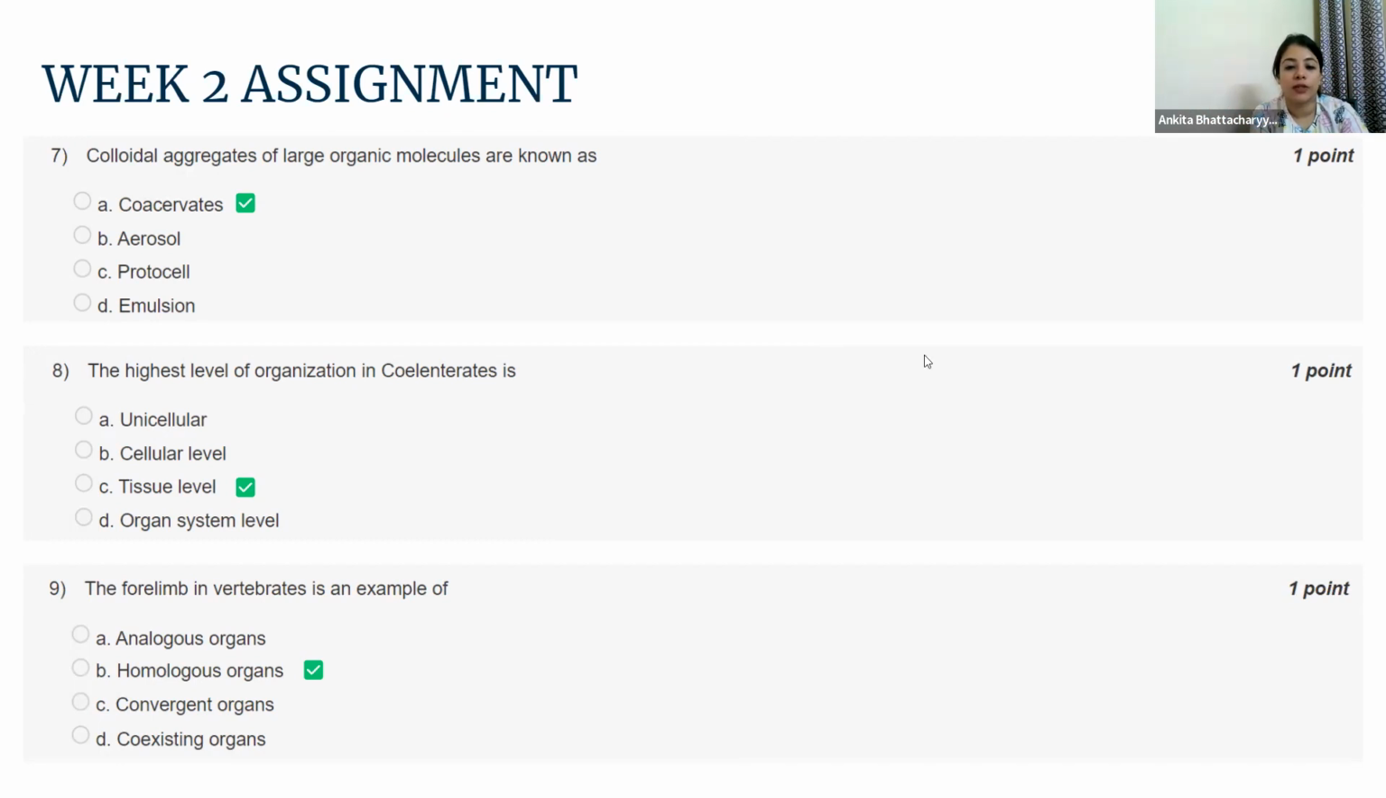So that was that. Then comes question number 9, where we are talking about the forelimb in vertebrates. The forelimb in vertebrates is an example of A, analogous organs, B, homologous organs, C, convergent organs, or D, coexisting organs. If you remember, these were the morphological evidences in support of evolution. There we discussed each of these concepts. So majorly organs can be analogous or homologous.